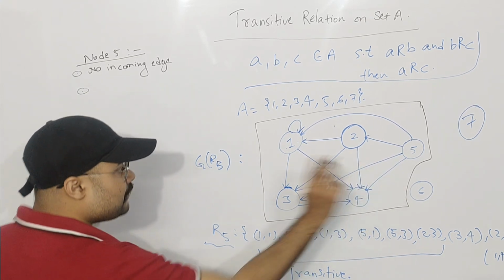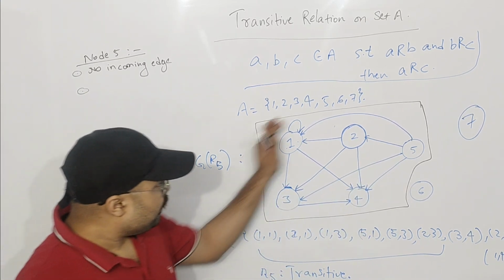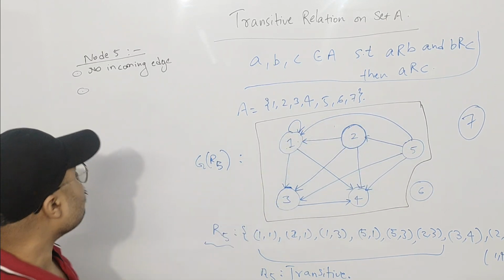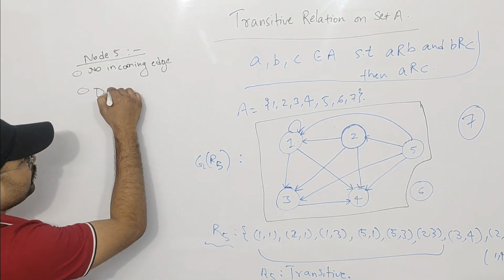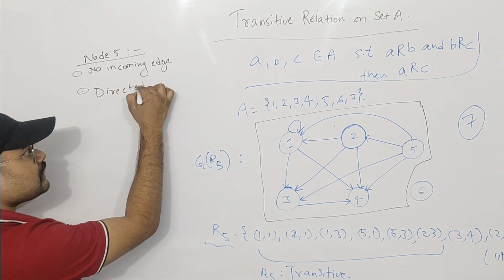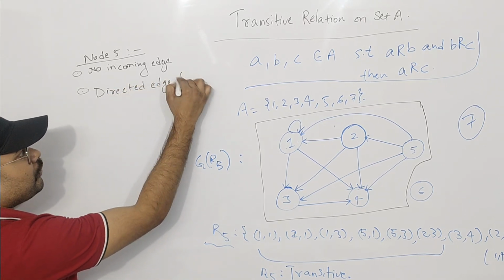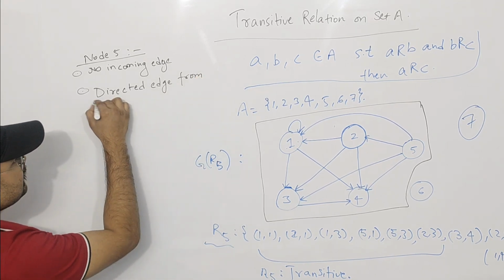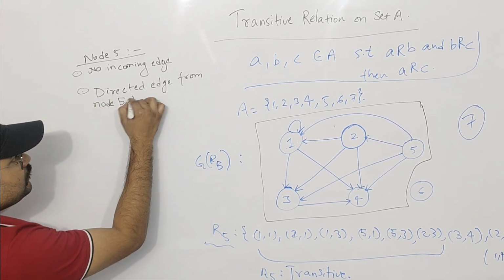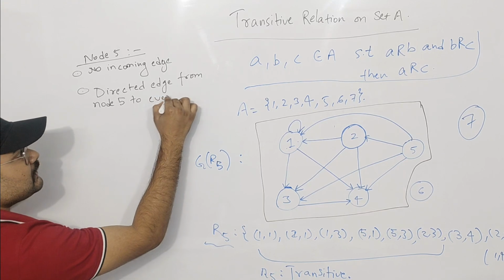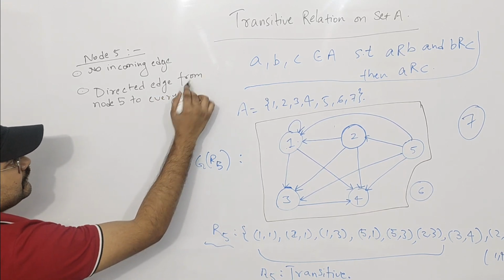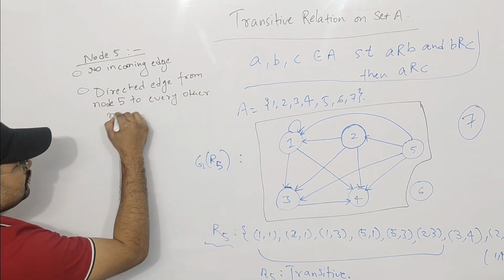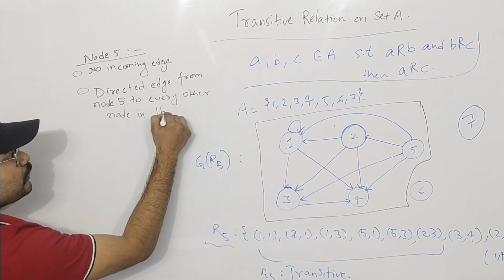For 5 there is no incoming edge, and in the connected component, 5 has a directed edge from node 5 to every other node in the connected component.